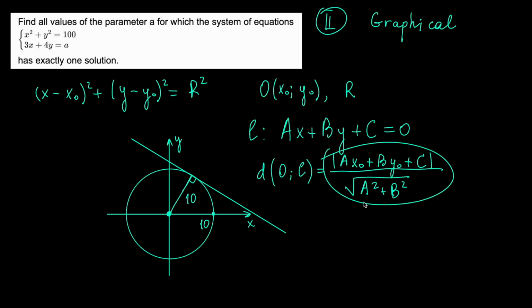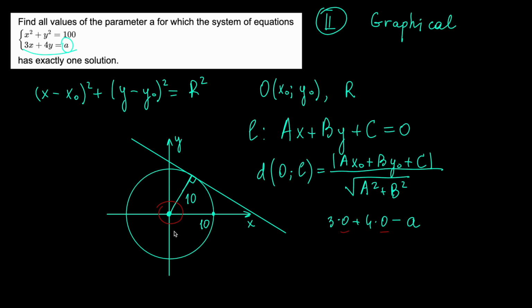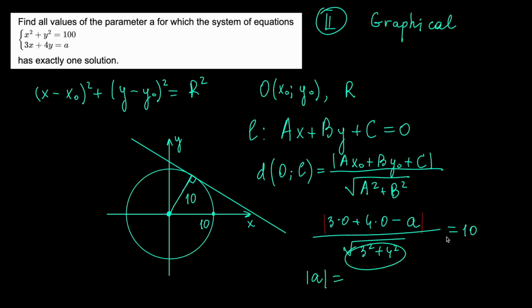So from this formula we can derive that 3 times 0 plus 4 times 0 minus a, which is the left side of this equation if we subtract a from both sides, and x and y are equal to 0 because the center of the circle is 0, 0. So we have the absolute value of that divided by square root of 3 squared plus 4 squared. And this should be equal to the radius of a circle, because otherwise the line isn't tangent to a circle. So here we have the absolute value of a is equal to 5 times 10 is equal to 50, which gives us two values for the parameter a, plus and minus 50.